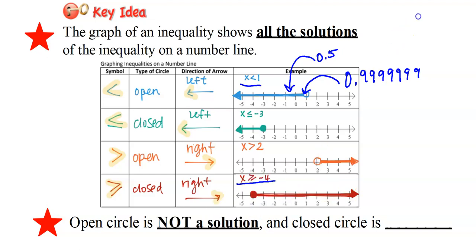So the open circle is not a solution, but a closed circle is a solution. And then everything else under the arrow, under the line that you've shaded in, is a solution.